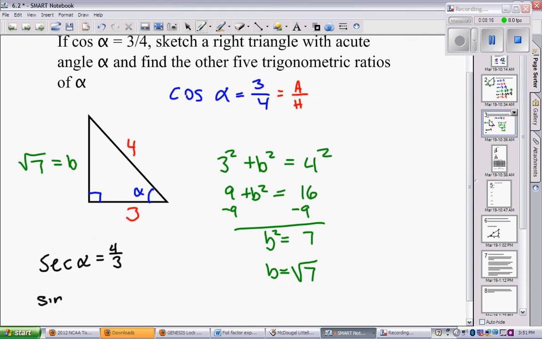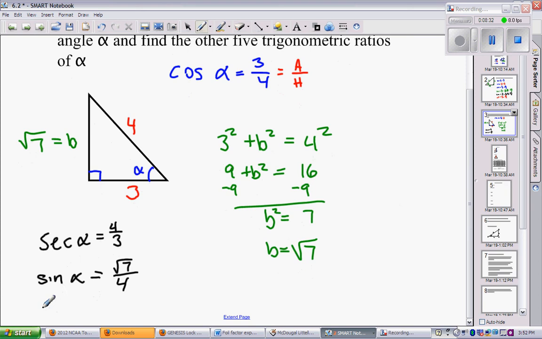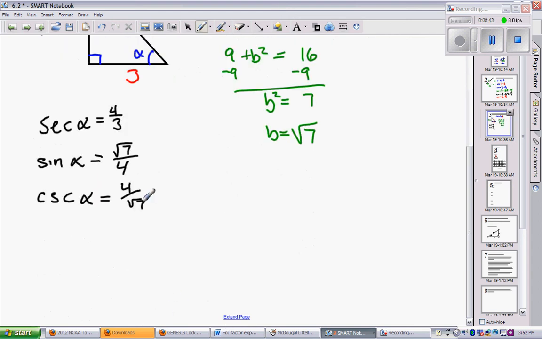Let's go to sine of alpha, opposite over hypotenuse. So root 7 over 4. Cosecant of alpha is the reciprocal of the sine. So 4 over root 7. Rationalize the denominator. You get 4 root 7 over 7.